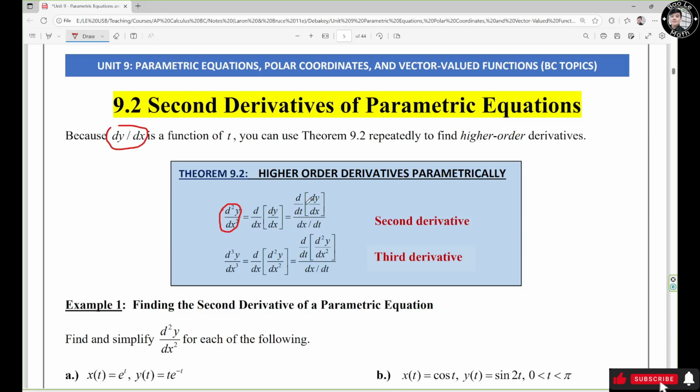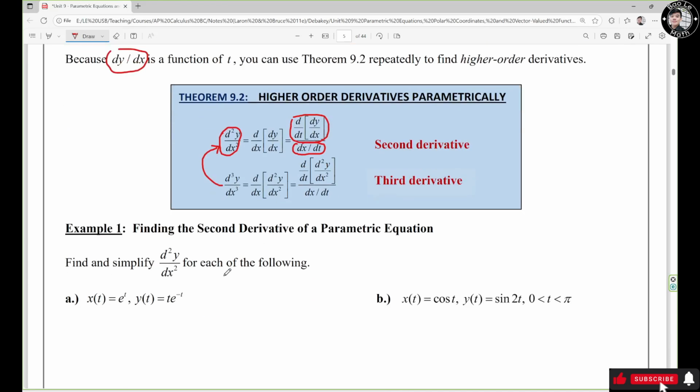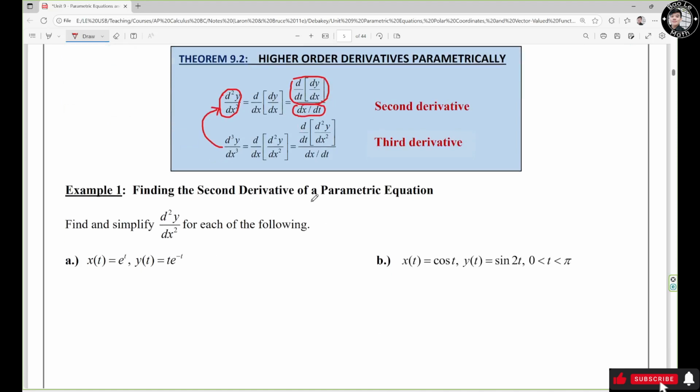Then I'm going to divide the top and bottom by dt, right? So it turns out to be the derivative of dy over ds with respect to t, over the derivative of s with respect to t. Similarly, for the third derivative, it's the same thing: you take the first derivative of the second derivative right here. Now let's take a look at the first example, finding the second derivative of parametric equations.